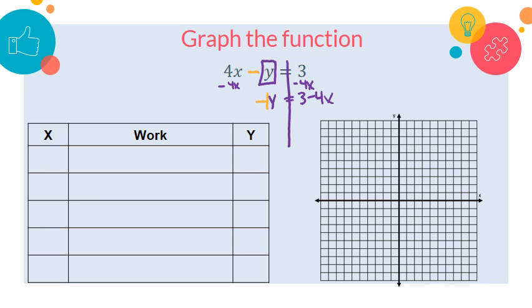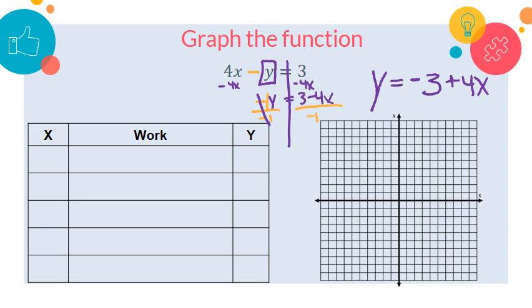Technically, there's a 1 in front of that y. So I need to divide everything by negative 1. This is the most commonly missed step. If I do that, I now have y equals negative 3 positive 4x. Okay, so what it does is it changes every sign in the equation.